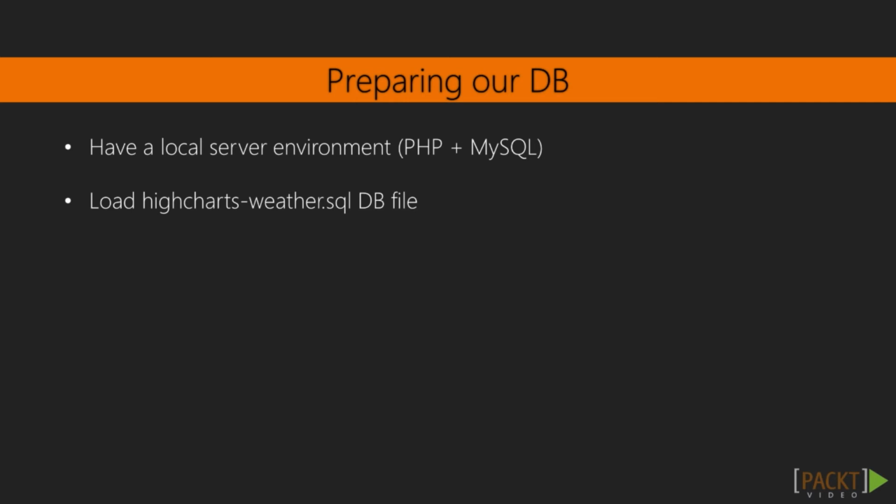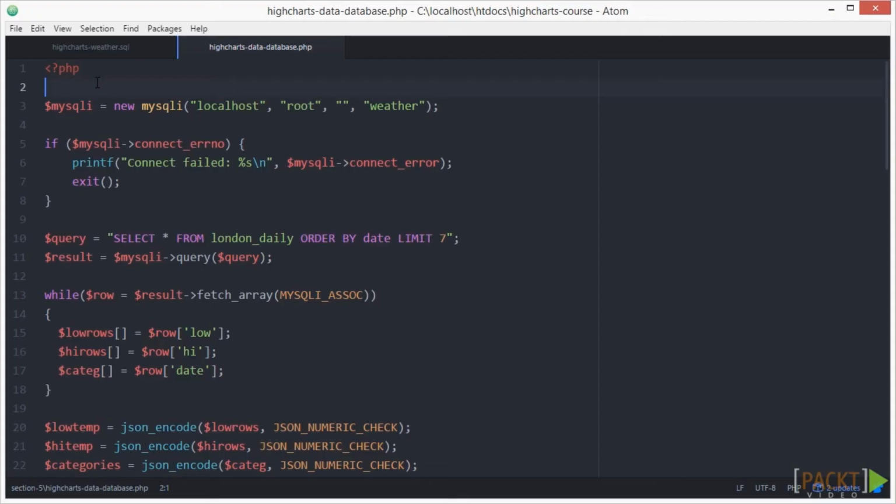We will use a database called weather, and it can be preloaded to your SQL databases from the Highcharts weather.sql file. If you've loaded the database file with your favorite method, let's go to the next step and see how our backend file is set up. Let's open Highcharts data database.php file in our code editor. The basic setup is that we connect our database and query our weather data.